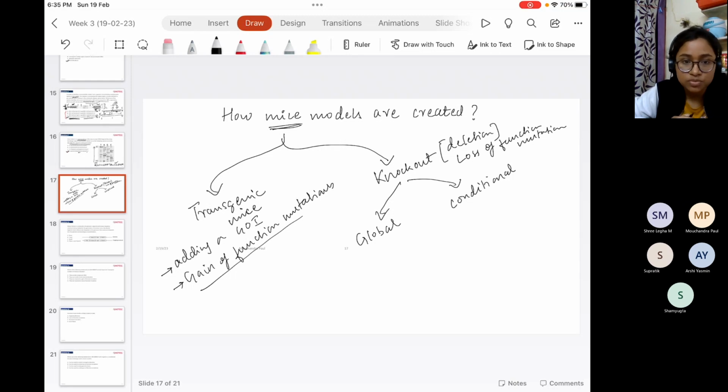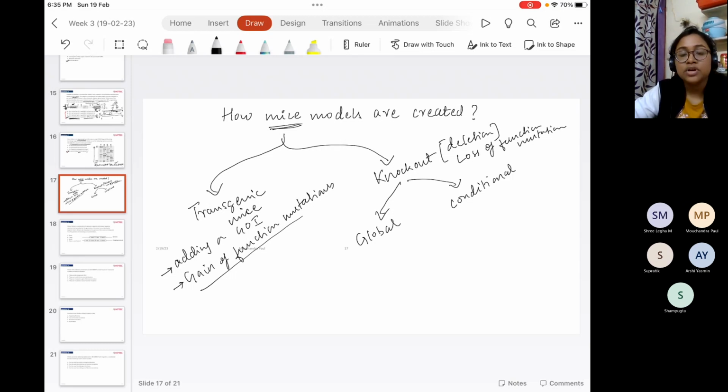Now knockout can be global, means you can delete that particular gene in all the cells. Okay, somatic cells, then germline cells, then cells of all tissues, whatever tissues they are, like brain, heart, muscles, whatever. So in all cells, that particular gene has been deleted while creating a global knockout mouse. Whereas in conditional knockout, what happens? You are deleting a particular gene, or you're causing the loss of function of a particular gene in a particular type of tissue only.